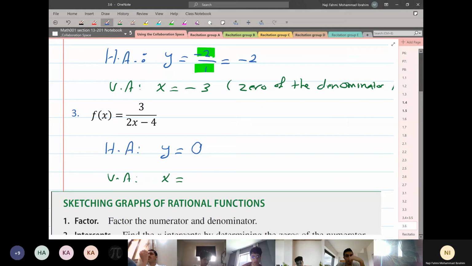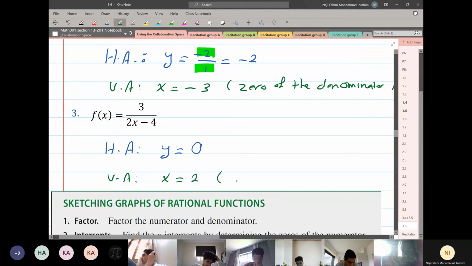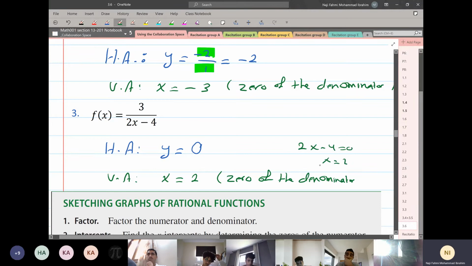Abdulaziz Al-Amri, can you tell us about the vertical asymptote? x equals 2. Thank you. How did we find that? It is the zero of the denominator. So I can say that 2x minus 4 is 0. This means x is 2. This is our vertical asymptote.